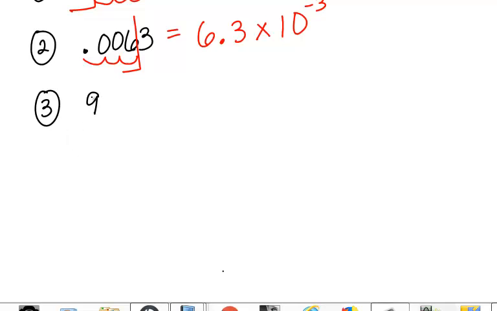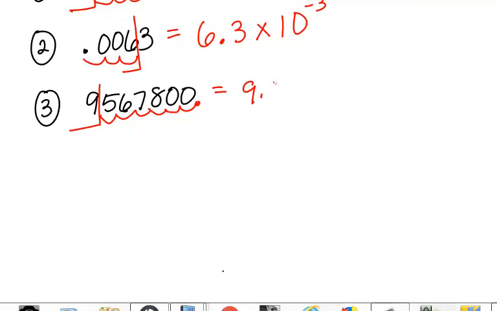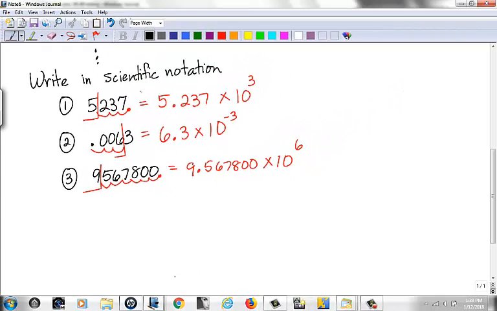Let's say I have 9,567,800. Right now the decimal is here. Move the decimal 1, 2, 3, 4, 5, 6. So there's one number on the left, times 10 to the 6th. So if it's a number bigger than 1, it's going to have a positive exponent. Am I right? You've kind of done these in chemistry.